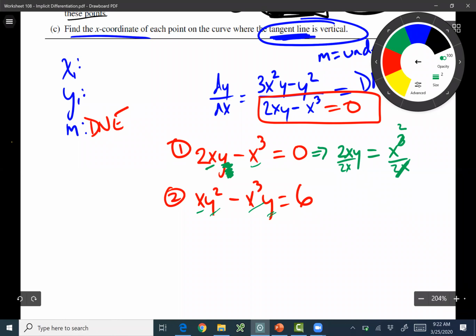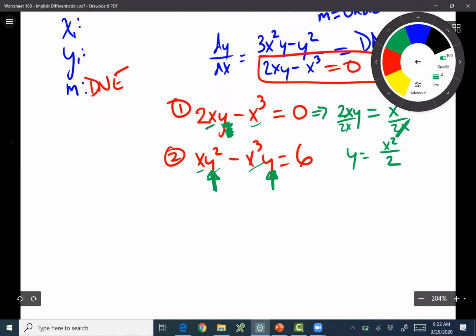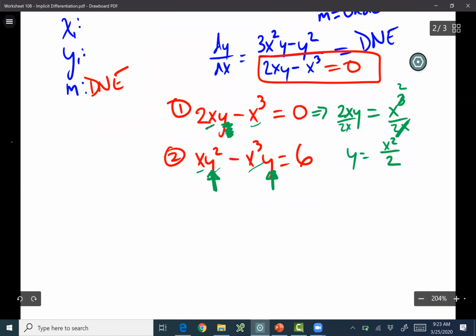That becomes y equals x squared over 2. And now we've isolated the y. Now we can plug that in where we see y in the second equation. So we're always doing substitution on these. You can't do elimination. And these, if they're not a calculator question, you cannot plug it into your calculator.